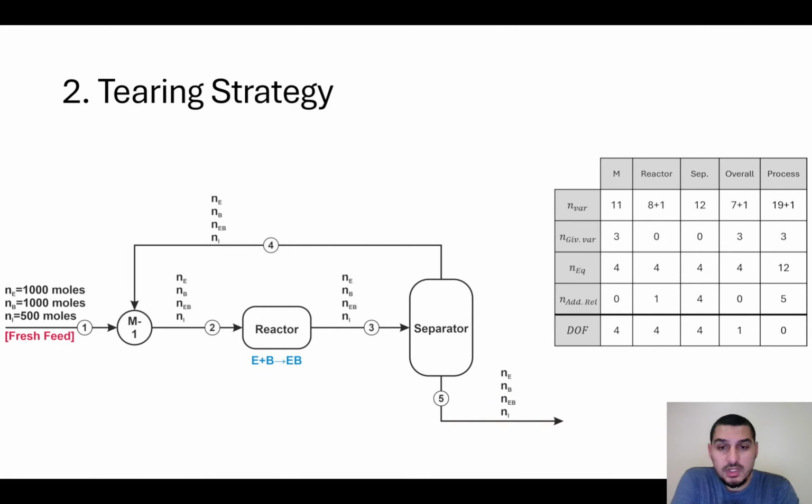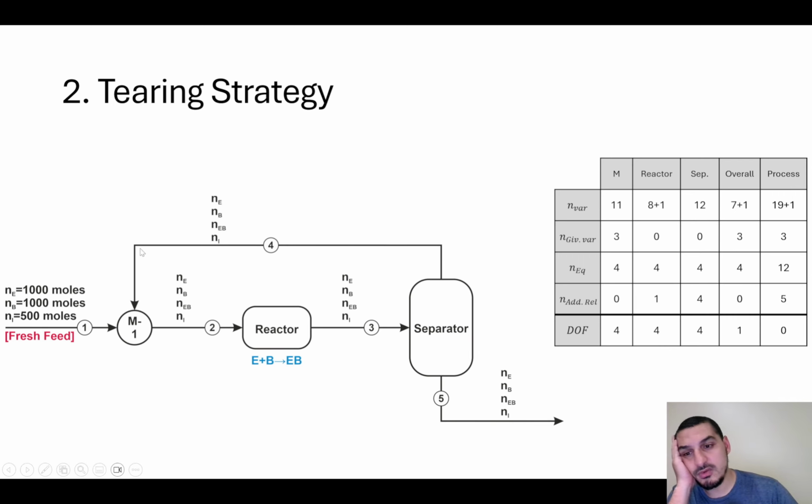Hello everybody. So now we are going to discuss the second option, or the second way of doing the solution of cases like this, where we have degrees of freedom of the process 0 and we don't have any unit that has 0 degrees of freedom. So the second option is to do what we can call a tiering strategy. The tiering strategy, as its name kind of tells, means that you cut something into two pieces, and this is what we do.